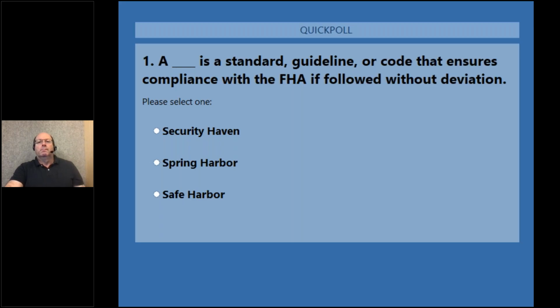And again, that question reads: a blank is a standard, guideline, or code that ensures compliance with the FHA if followed without deviation. Selection A is security haven, selection B is spring harbor, and selection C is safe harbor. And we'll give a few more seconds so that everyone can get their answers in. And I'll close the poll now.